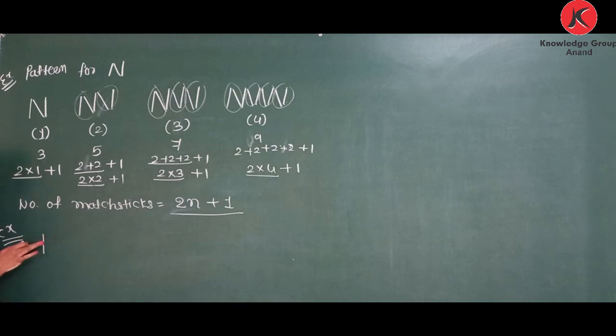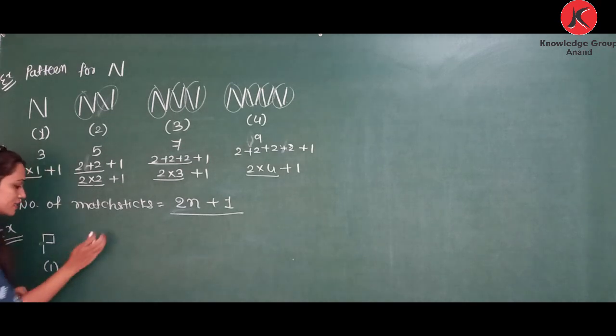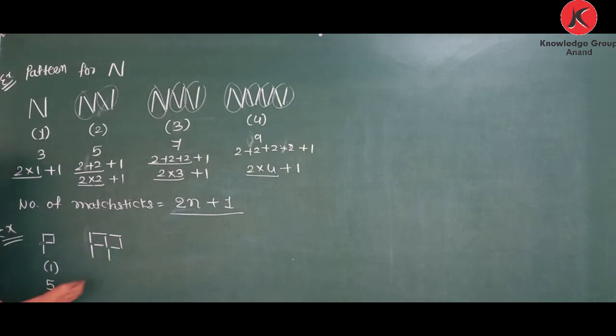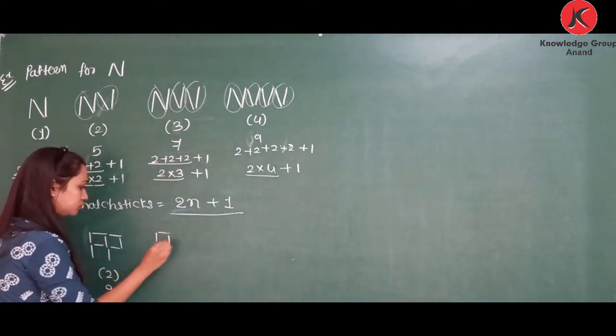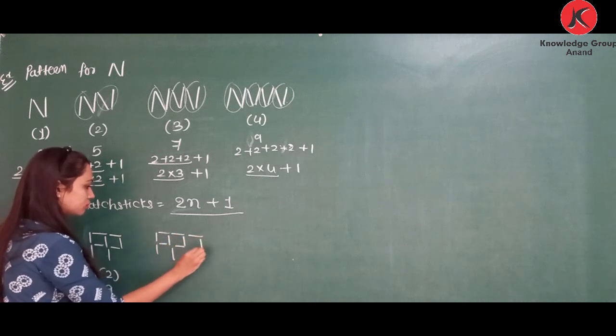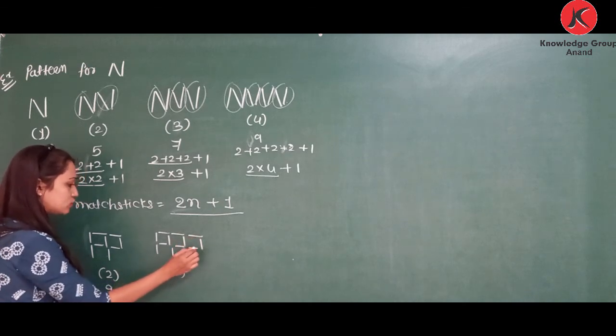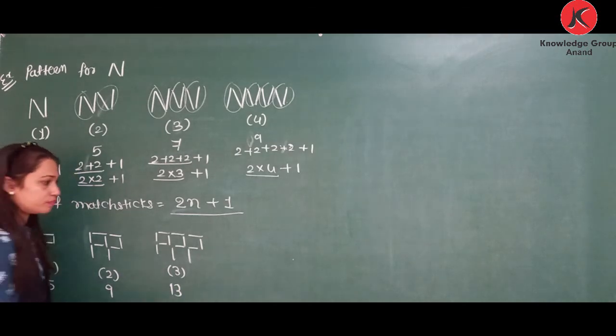If we take the letter P, how many matchsticks are required for the first? 1, 2, 3, 4, 5. So for one time P we need 5 matchsticks. To add the second one, 5 and 1, next time we need to add 4 matchsticks. So here for 2 times we need 9 matchsticks. 5, 6, 7, 8, 9. For the next pattern, this one is 3 times P and for this we need 9, 10, 11, 12 and 13. So we need 13 matchsticks.